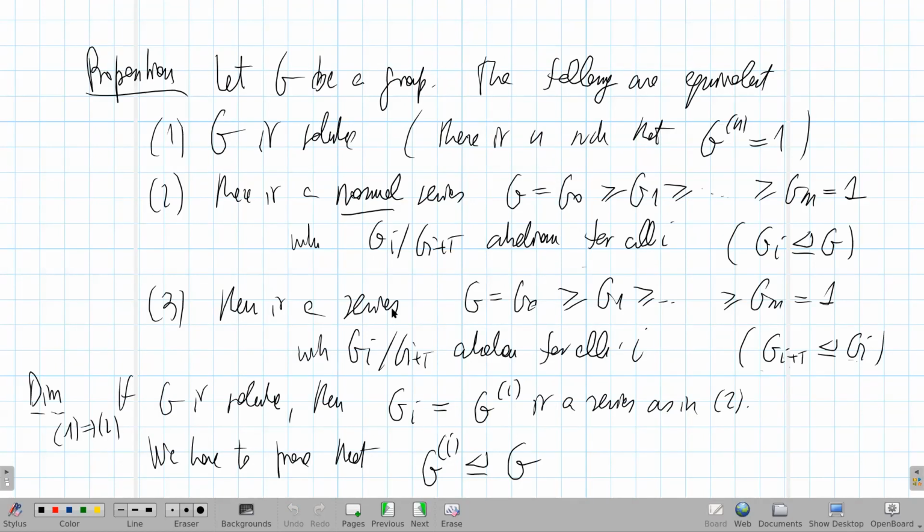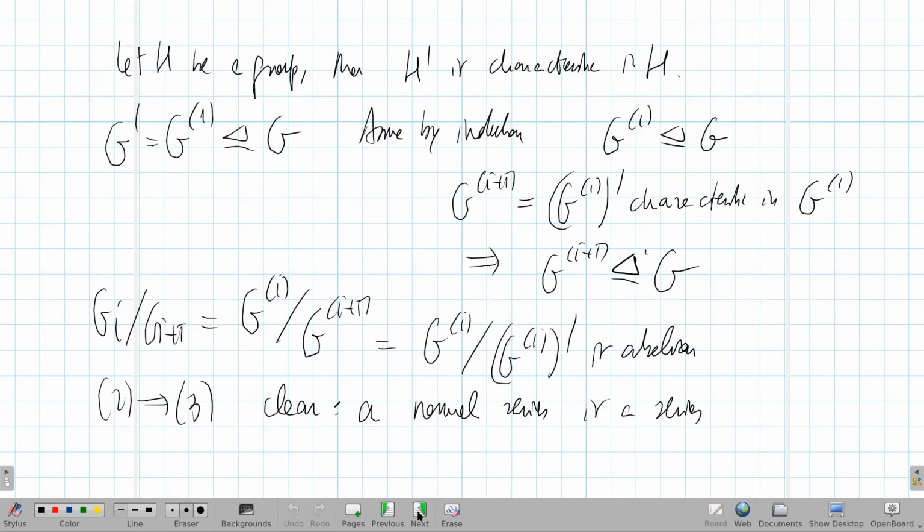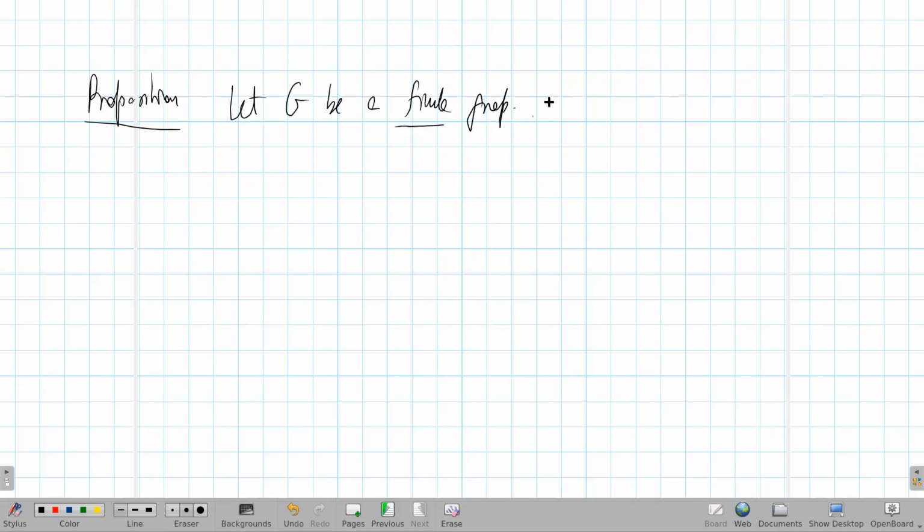But first, we'll give another proposition, which is rather simple. Okay, let G be a finite group. Note the finiteness. Then the following are equivalent.